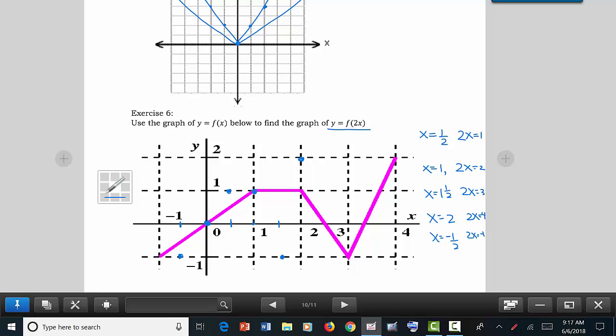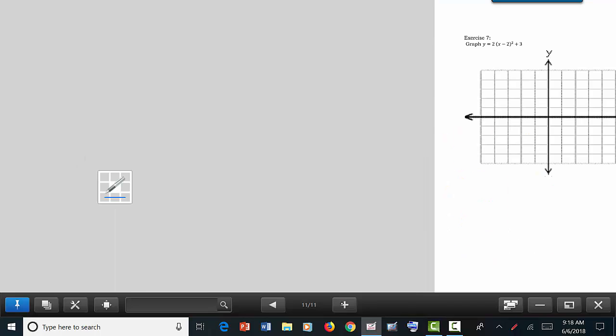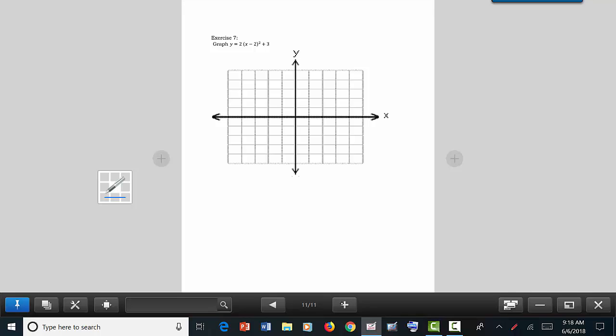Let's join those points. Here we join by this straight line, and here we join by a straight line. Here it goes like this, and then we join by this, and so on. So technically what we saw is that the graph is shrinking. Now let's go over exercise number 7. It is kind of a summary of what we have learned so far.